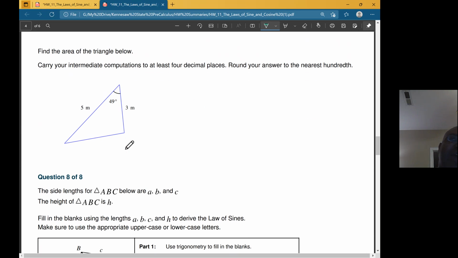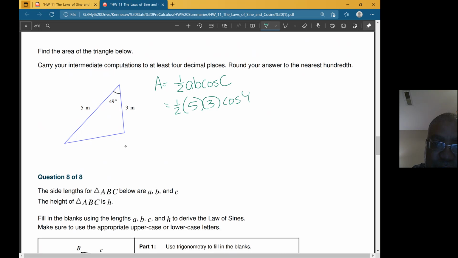Okay, find the area of the triangle below. This is a formula. The formula is area is equal to 1/2 a b cosine C, or the two sides and the cosine in between it. Not knowing this, not looking at the lecture notes, you won't know this formula, and you will get something that is close but not the right answer. Ask me how I know. So this is 1/2 times 5 times 3 cosine of 49 degrees.